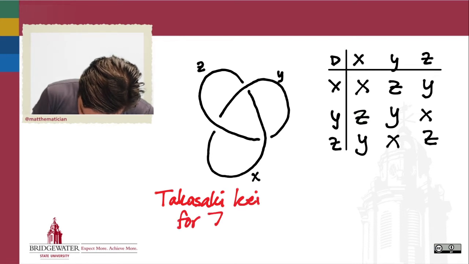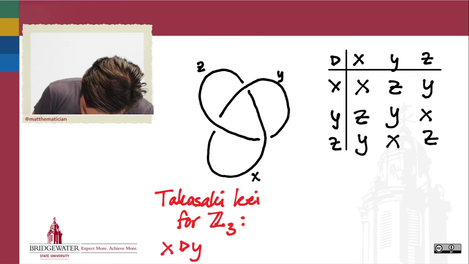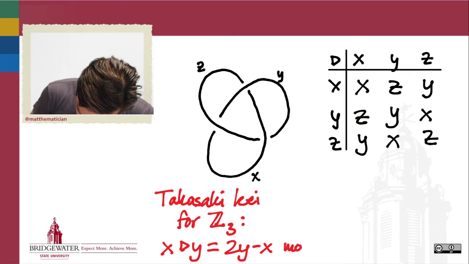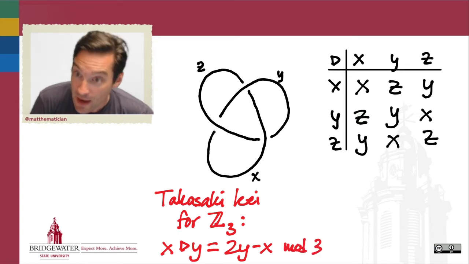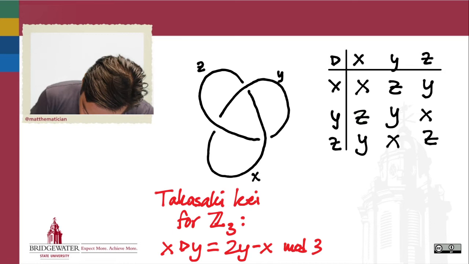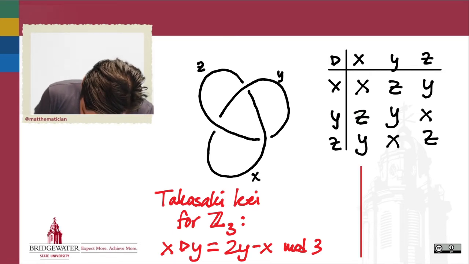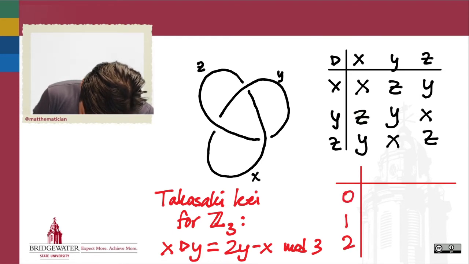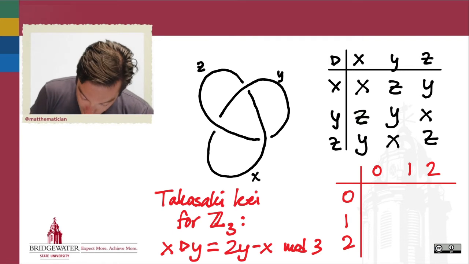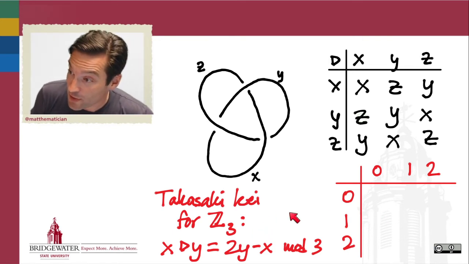for Z modulo 3, integers modulo 3, it follows the equation X triangle Y is 2Y minus X modulo 3. And the elements in that Takasaki Kei are just the elements of Z mod 3. In other words, the remainders mod 3: 0, 1, and 2. And if we go through this process, we can construct the operation table using this operation for this particular magma.